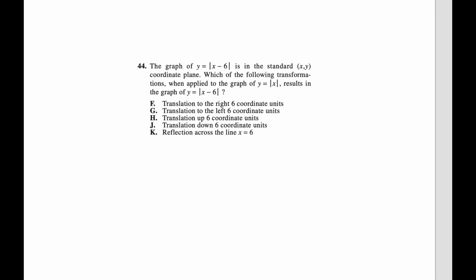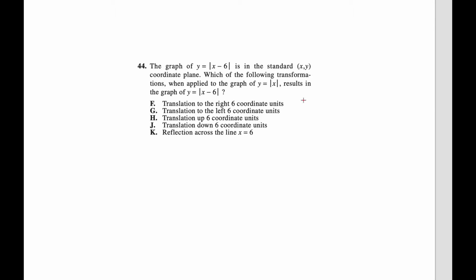Question 44 says that the graph of y equals the absolute value of x minus 6 is in the standard xy coordinate plane. Which of the following transformations, when applied to the graph of y equals the absolute value of x, results in the graph of y equals the absolute value of x minus 6?